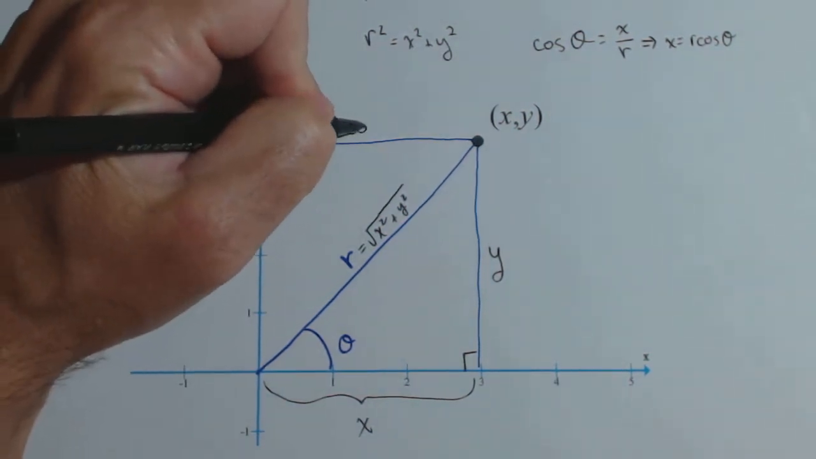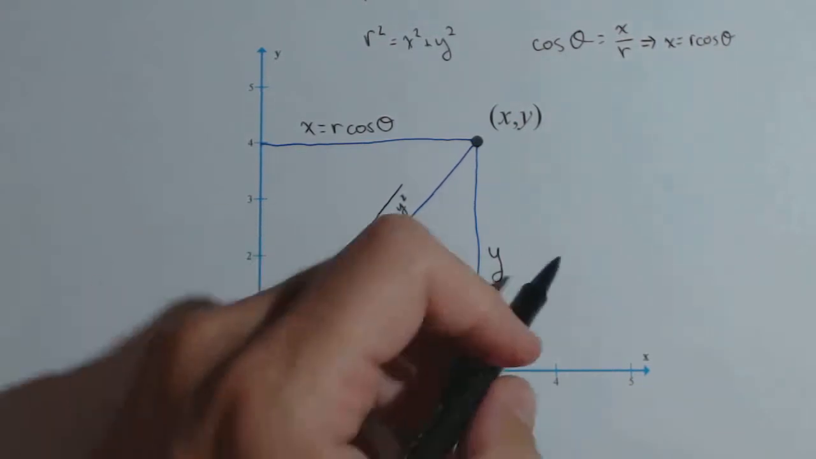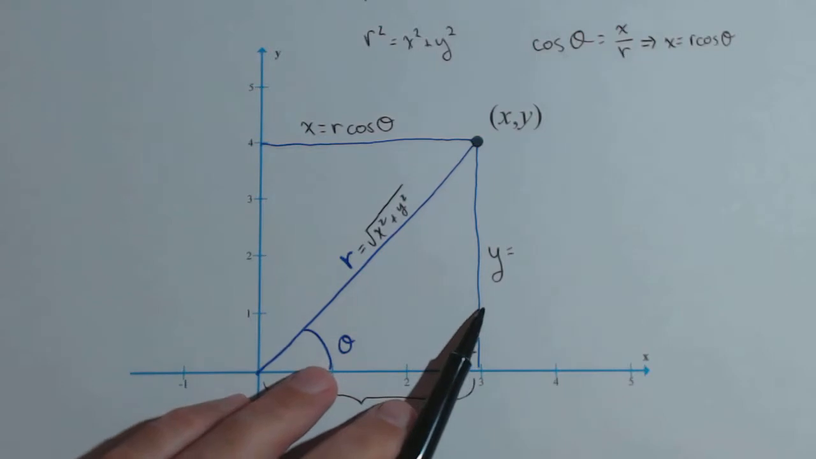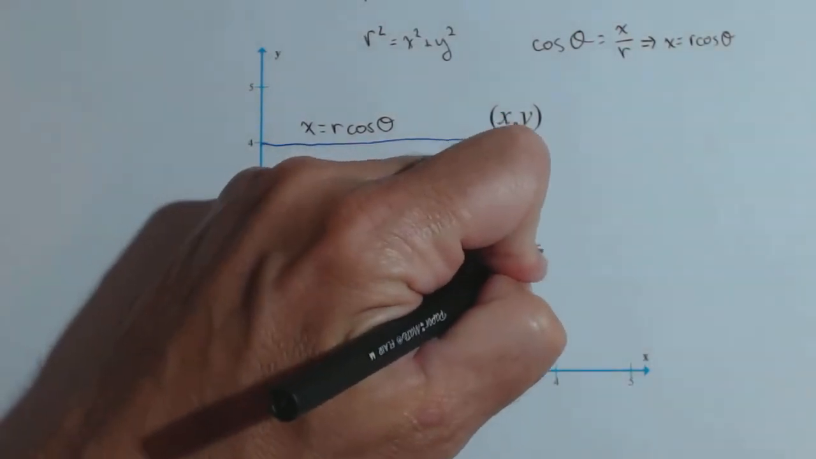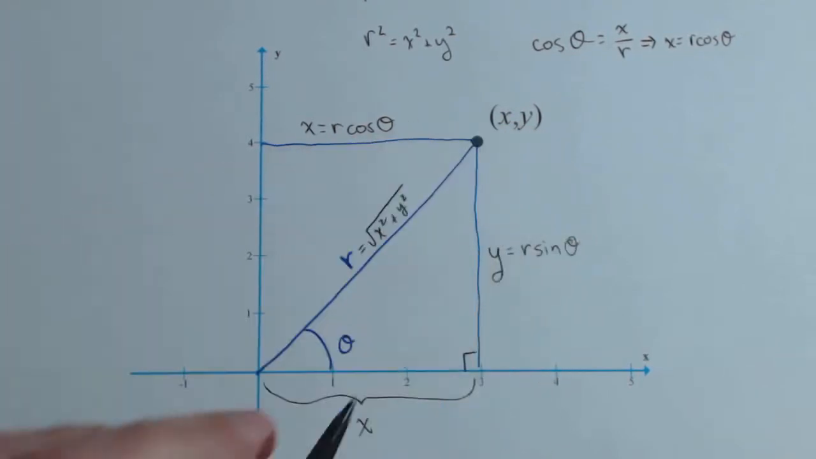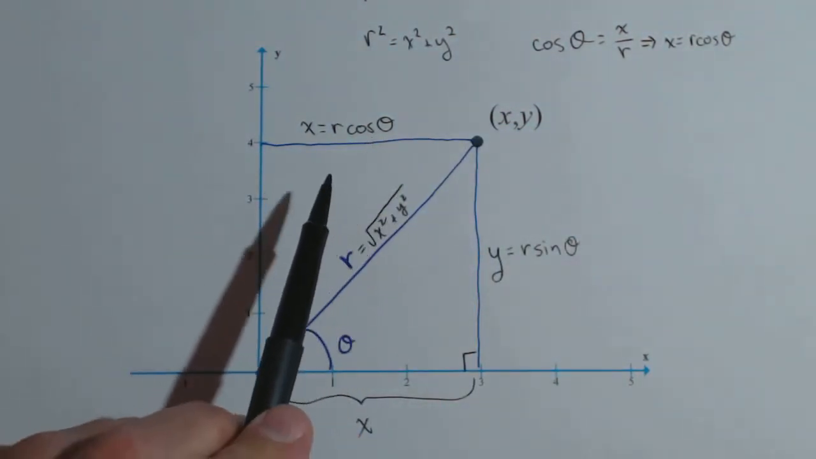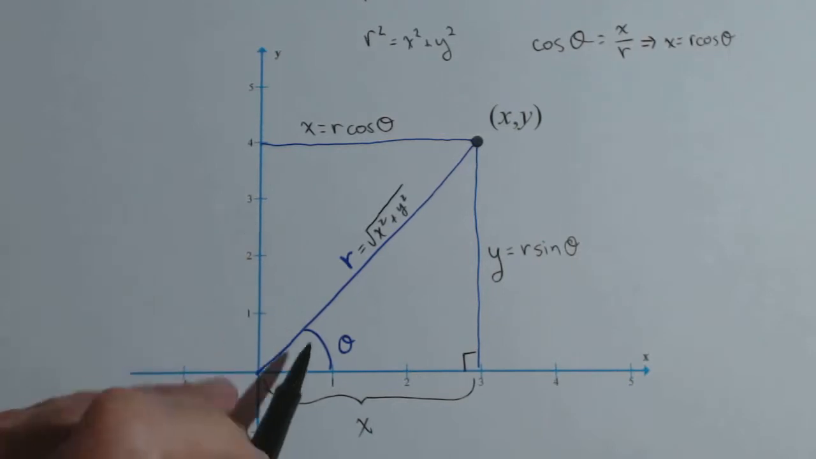So x equals r cosine theta. Finally, y is going to be very similar, except it's the opposite side, so I'm not going to go through the derivation, but y would be found by r sine theta. This should look really familiar because we know from trigonometry that r cosine theta, r sine theta gives us a circle of radius r if we go from 0 to 2 pi.